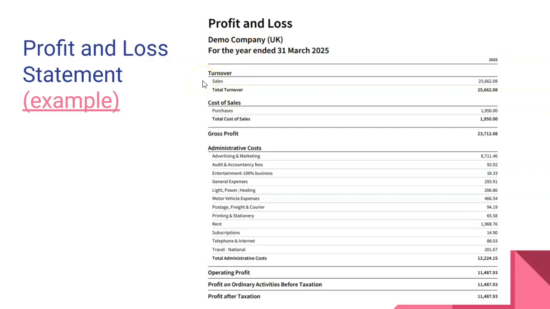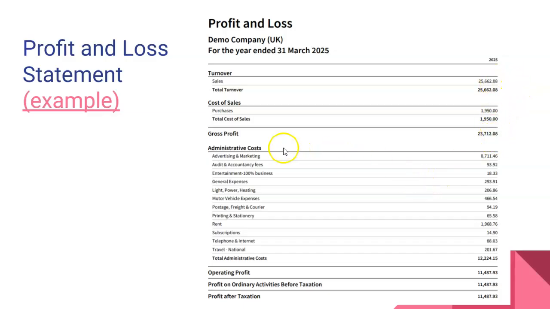Now you can clearly see sales. So the sales we've made that year, any purchases, and we will look into cost of sales slightly later in the next slides. But the purchases we have to produce goods or anything connected to our inventory, and we get a gross profit. So sales minus purchases, we get gross profit.